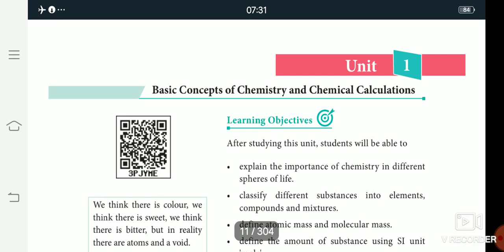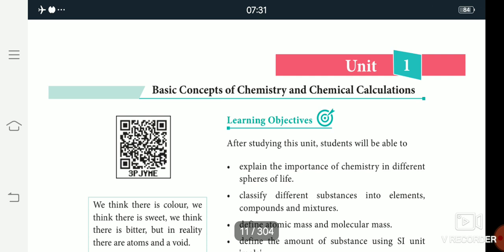Today we are going to study unit number 1, the basic concept of chemistry and chemical calculation. Already, in the previous class on the basic concept of chemistry, we saw the topics classification of matter, relative atomic mass, and molecular mass. Then atomic masses.